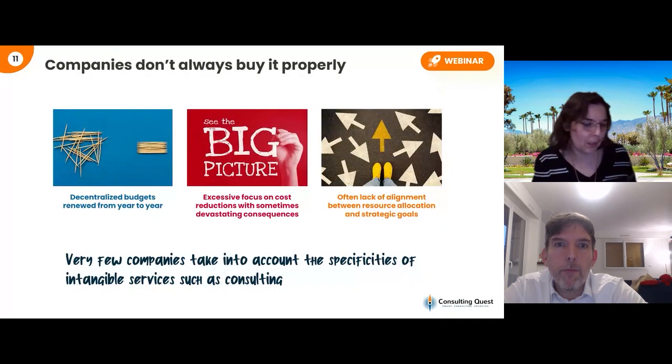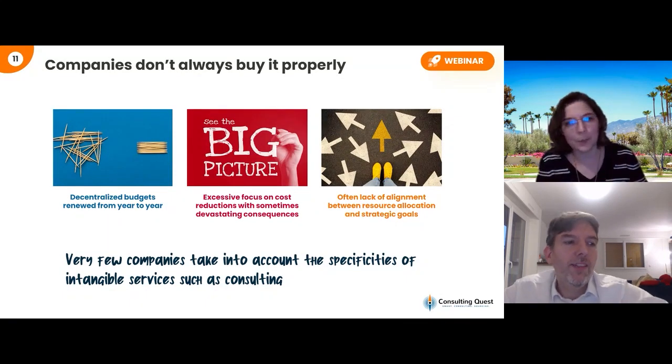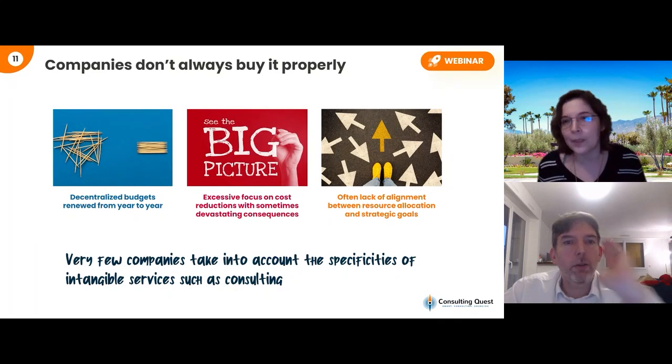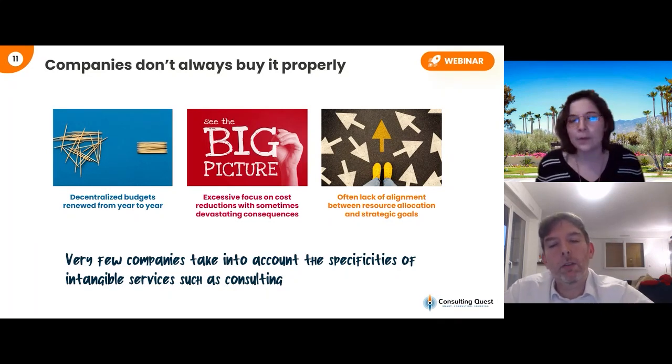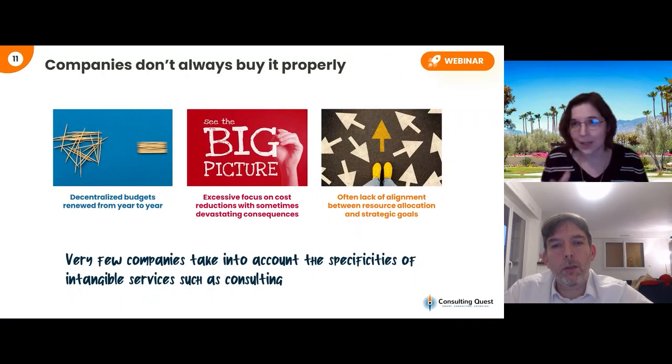So another thing is that companies don't always buy properly. And that comes from many reasons. The first one is decentralized budget. So we said that a little bit before. Decentralized budget, and also renewed from year to year without really taking into account what's happening in the company. In our experience, a company that is going through a transformation will spend much more than a company that is at the end of a transformation or in between. So, and that makes sense then, that the consulting budget goes up and down depending on where you are in your journey and what is in front of you. So that's kind of the first thing.